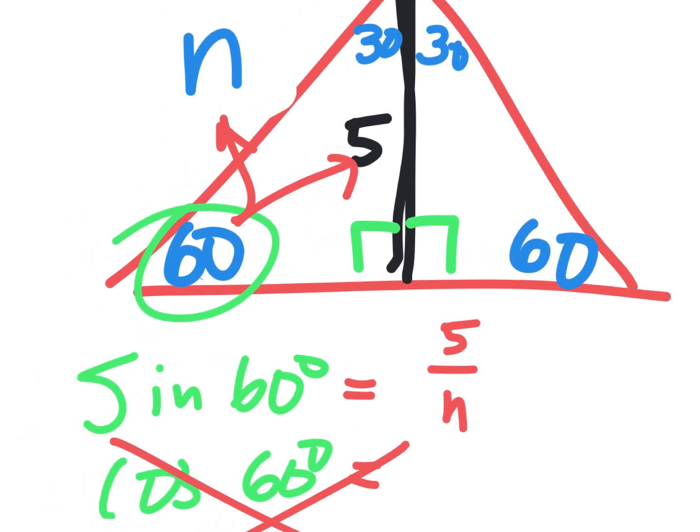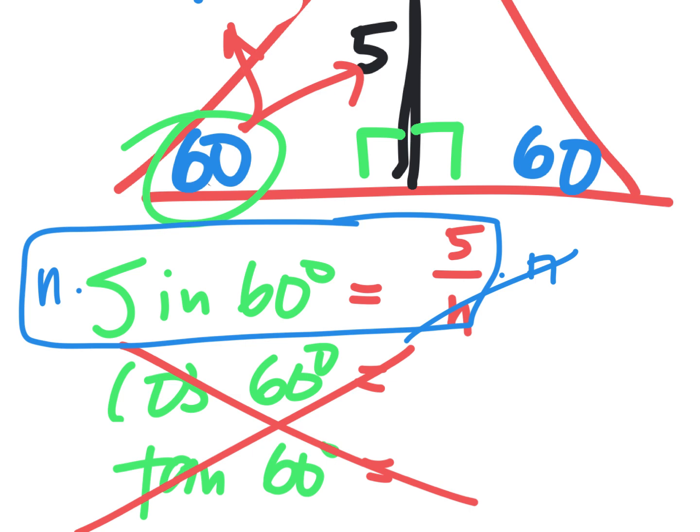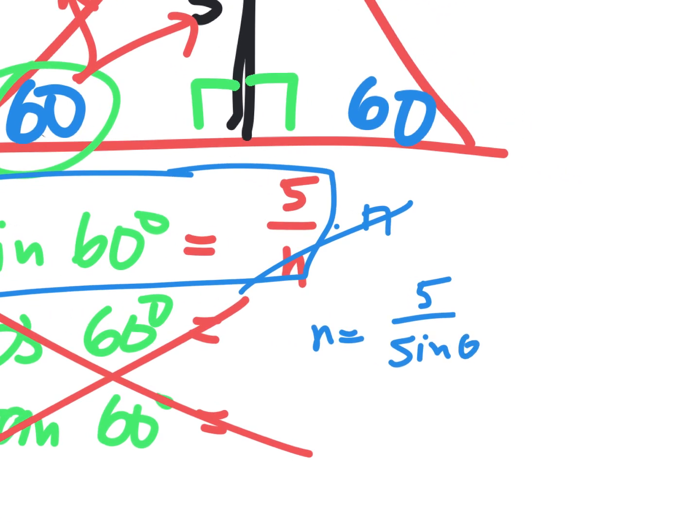Row 2, and this one is Nate. Tell me, how do I get this n out of here so that I can get it solved for n? So you times the 5 over n by n. That cancels. You put the n on the other side, then divide by sine of 60, because this n needs to be alone, and the thing that's by it is the sine of 60. So n equals 5 over sine of 60. But can you leave your answer that way? No, because you know what sine of 60 is.